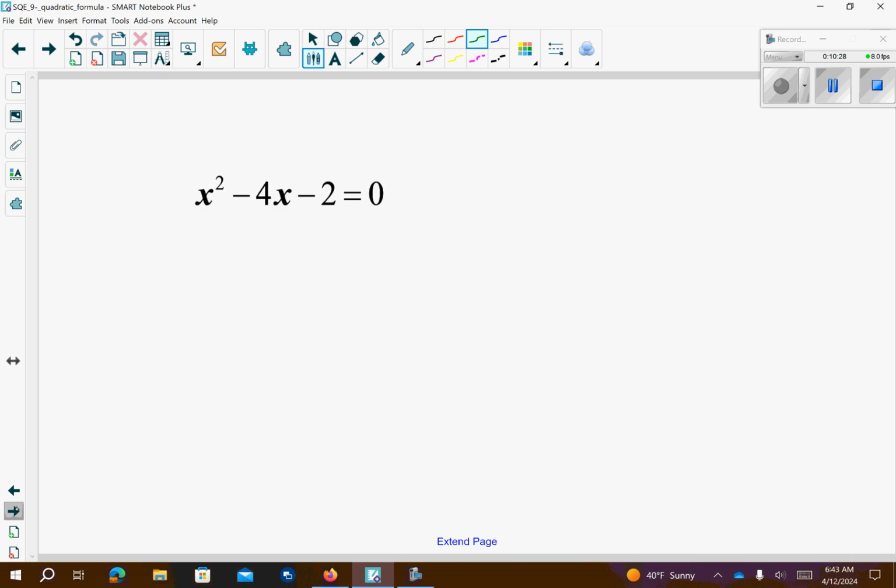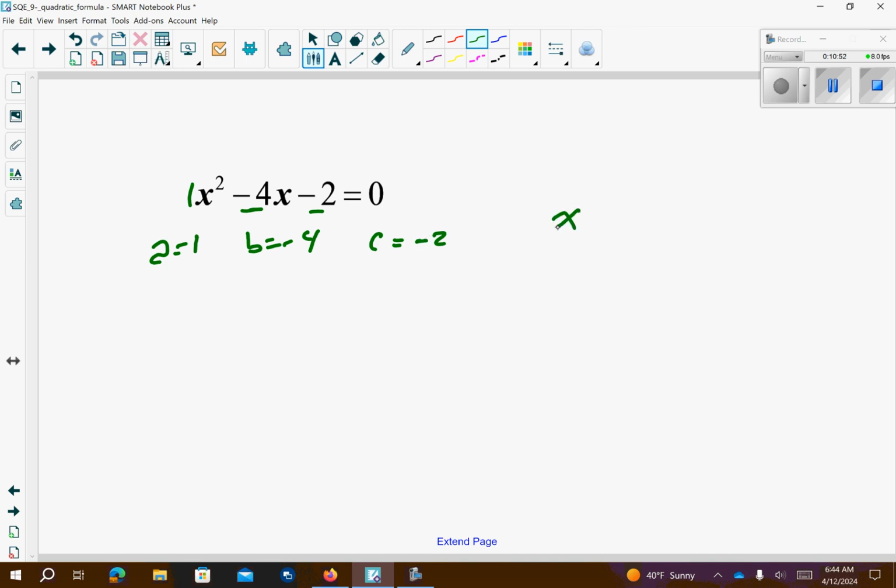All right, so let's try and do this one. I have a 1 out front, so A equals 1. I have a -4 in front of the x, so it's going to be -4. I have a -2 that doesn't have a number attached to it. The A value always goes along with the x squared term. The B value always goes along with the x term, and the C value is always just the number.